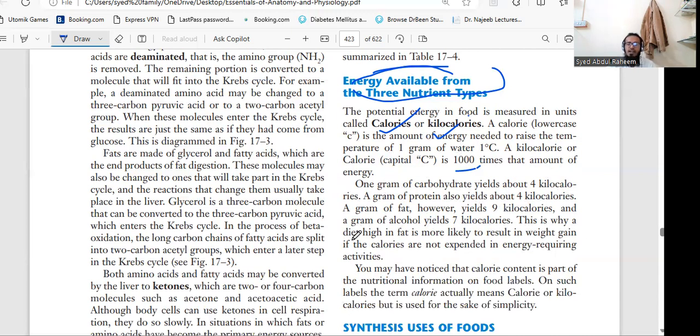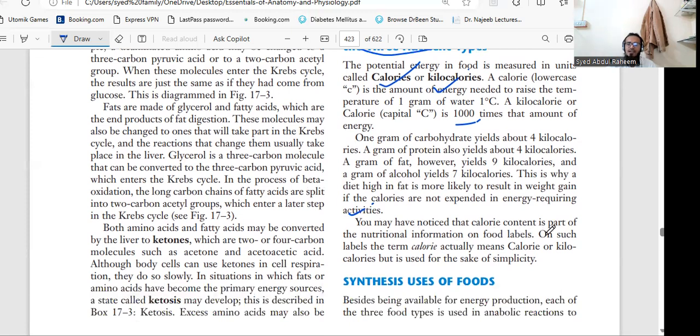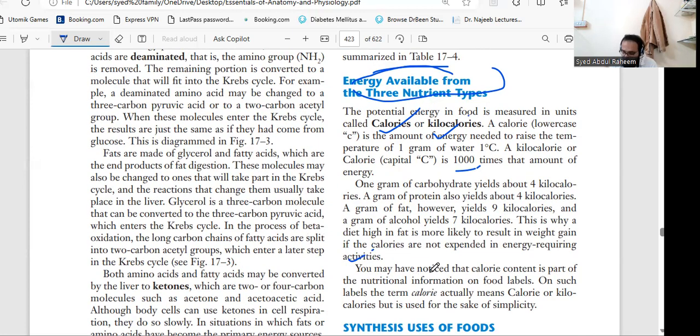This is why a diet high in fat is more likely to result in weight gain if the calories are not expended in energy requiring activities. You may have noticed that calorie content is a part of the nutritional information on food labels. On such labels, the term calorie actually means kilocalorie, but is used for the sake of simplicity.